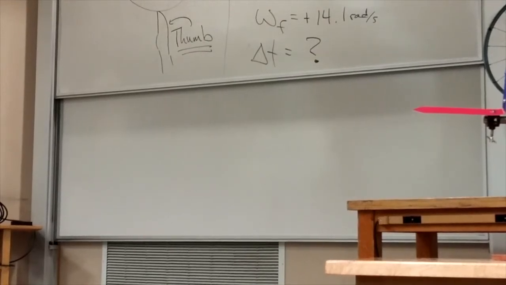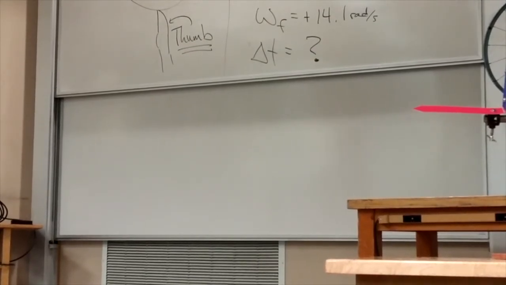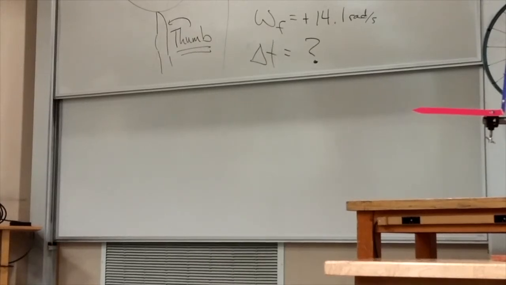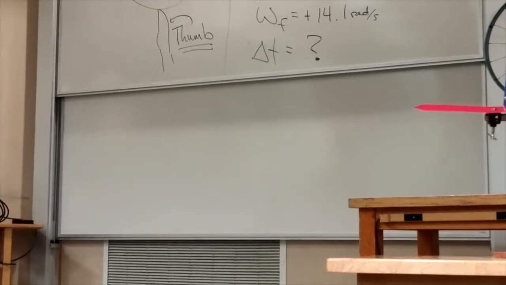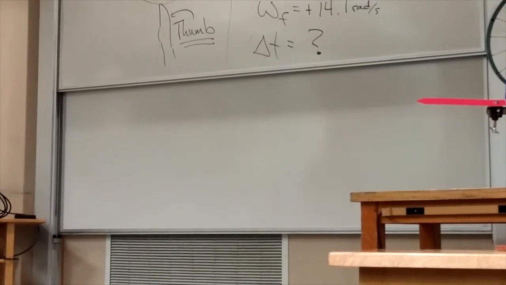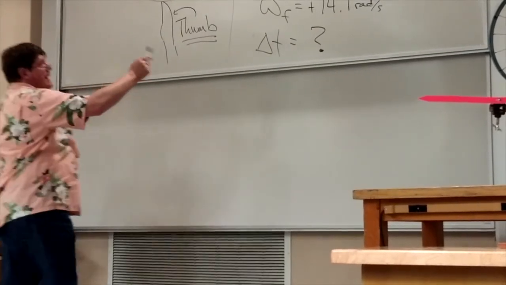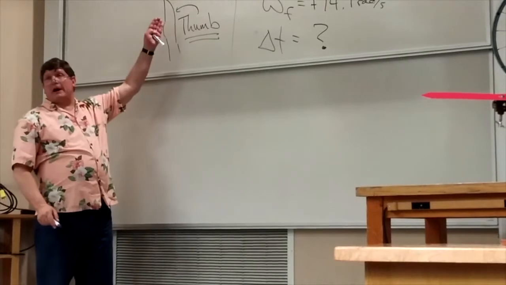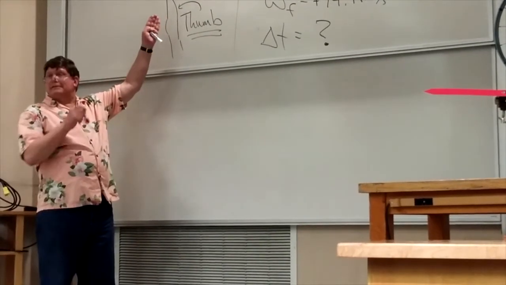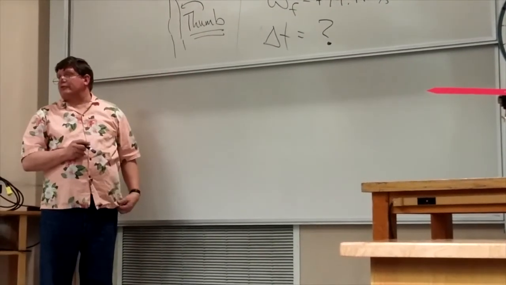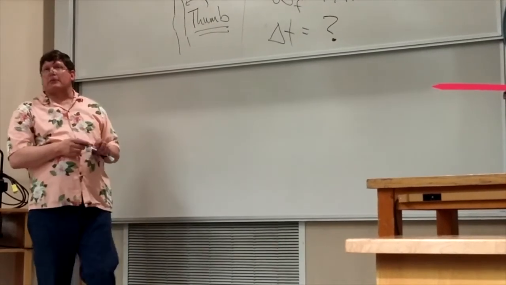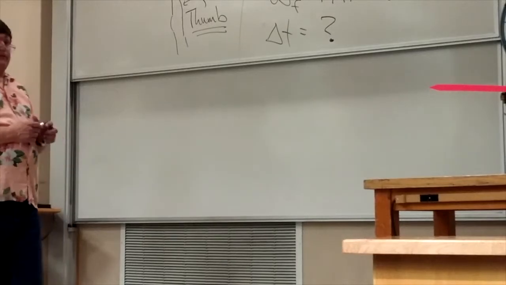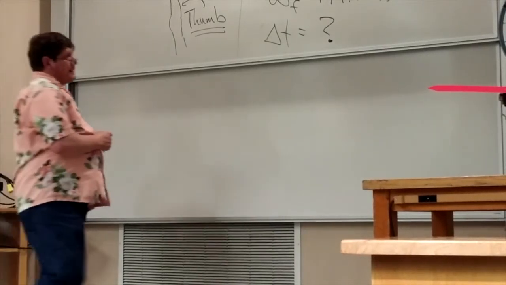I just got to ask. If I did care, suppose I did, would that alpha be positive or negative? It would have to be negative because this wheel is slowing down and I'm calling my omegas positive. My alpha has to point opposite the omega. It would have to be a negative. But I don't actually in this problem care what alpha is. So let's find our time.